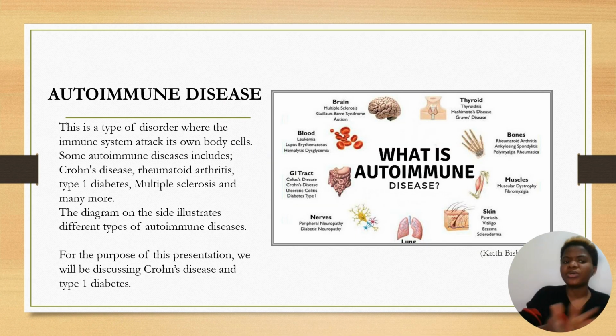So now we're looking at autoimmune disease. What is autoimmune disease? Autoimmune disease is an abnormal way your body fights infection or fights its own cells. This is where your body starts attacking its own body cells.